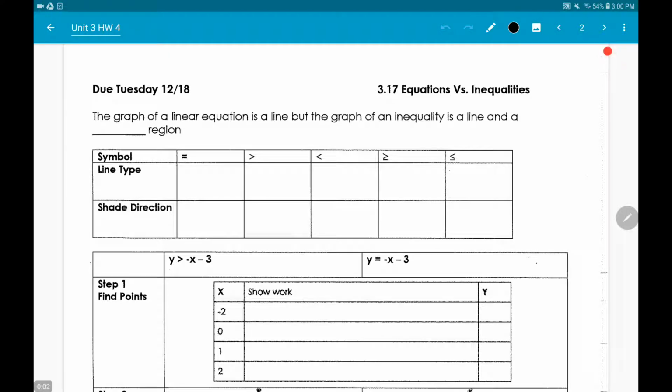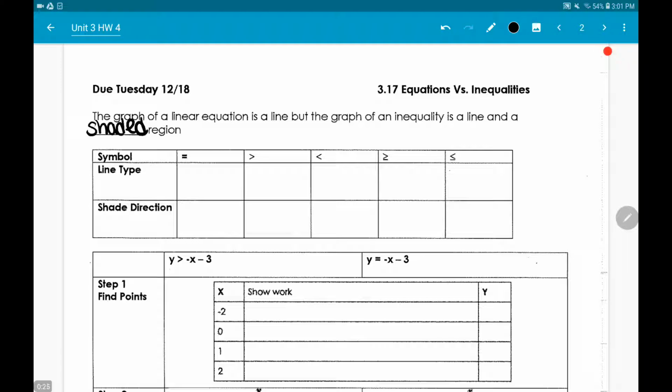Hi guys, so this video is equations versus inequalities. This is going to be a preview for what we're going to do on Tuesday's class. So we want to make sure we know the difference between an equation versus inequality because we've graphed both this unit. So the graph of a linear equation is a line, but the graph of an inequality is a line and a shaded region.